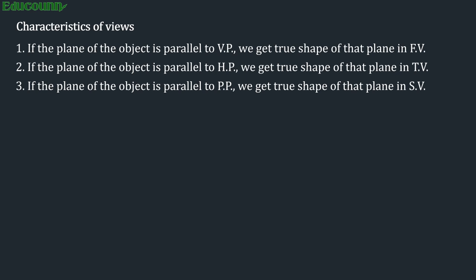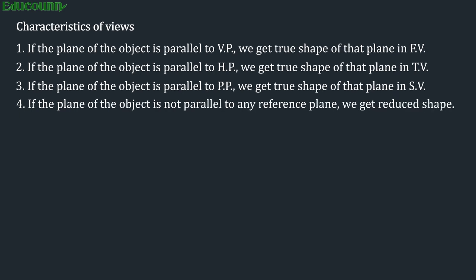So the condition for obtaining the true shape is that the plane of the object should be parallel to any of the reference planes, that is HP, VP or PP, and then you are going to get the true shape of that object's plane. One more important thing I want to add here: if the plane of the object is not parallel to any of the reference planes, we always get the reduced shape. We are not going to get true shape there. So for obtaining true shape, the plane should be only parallel.